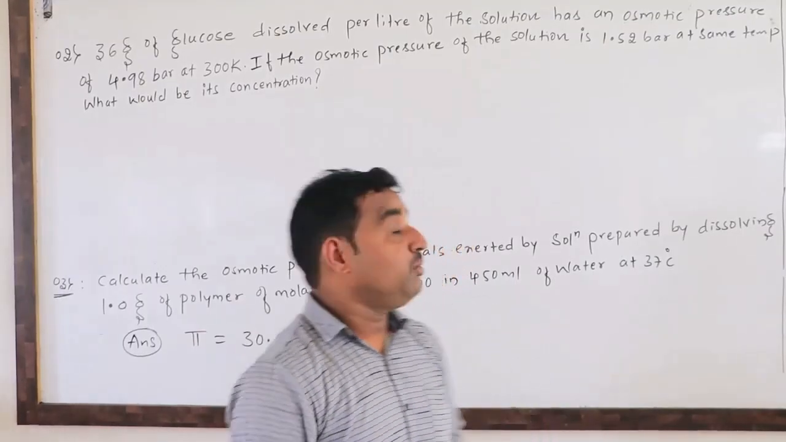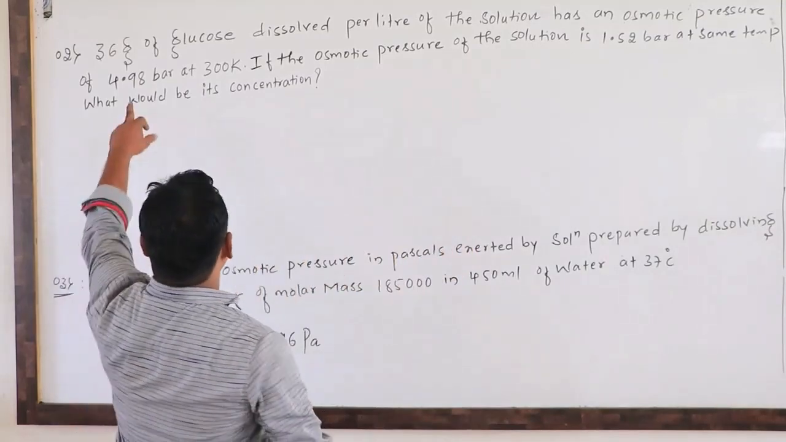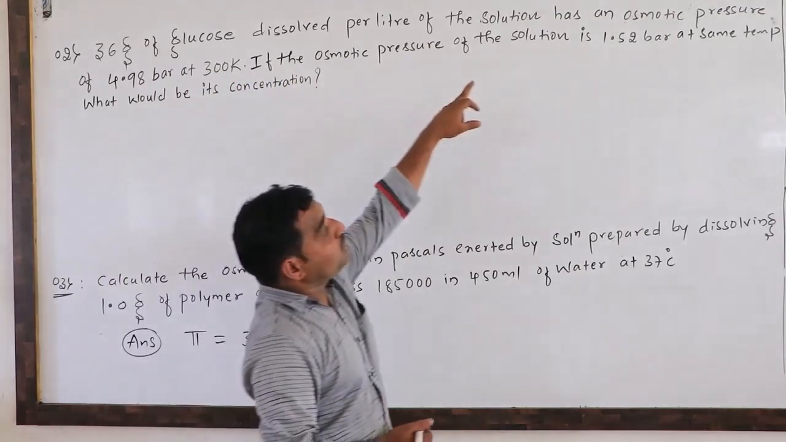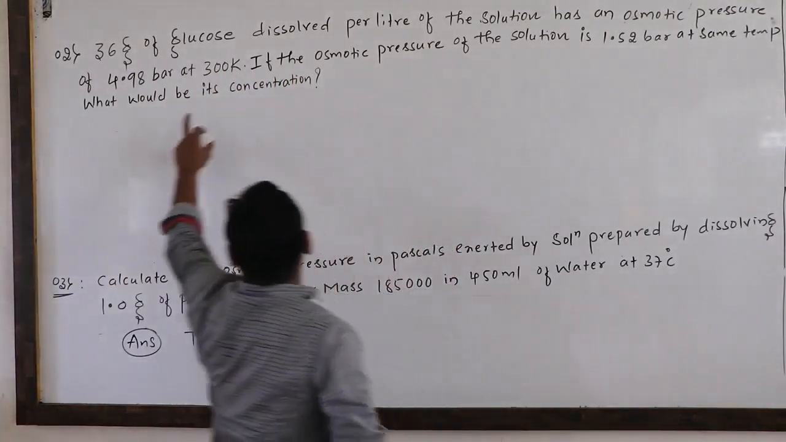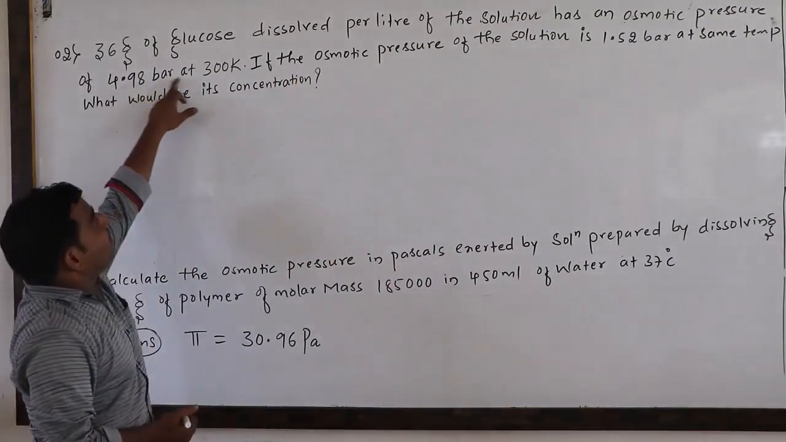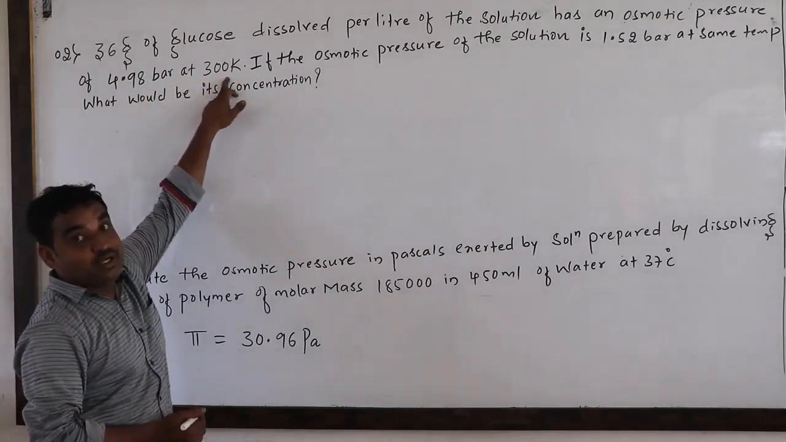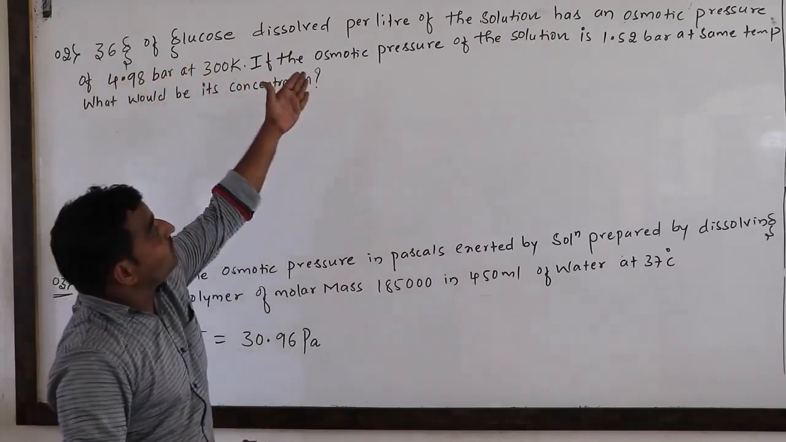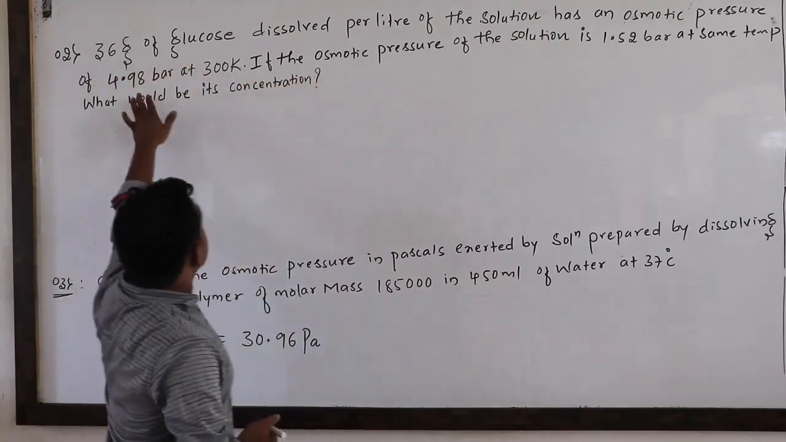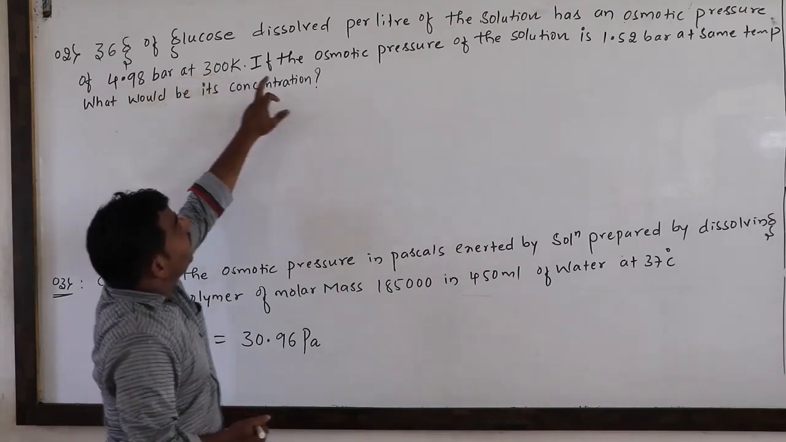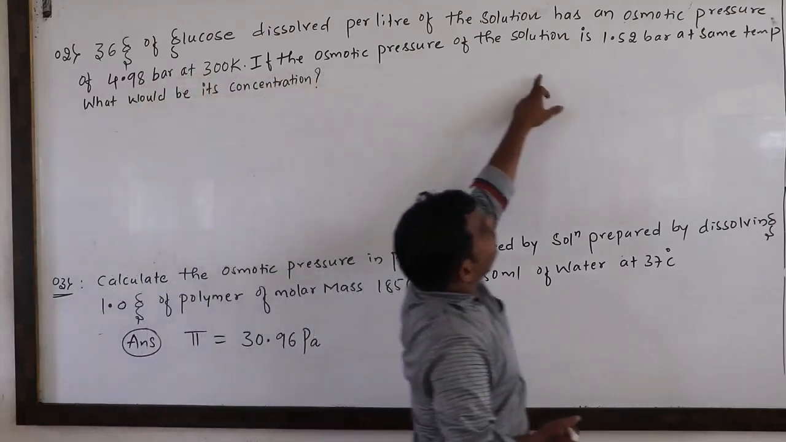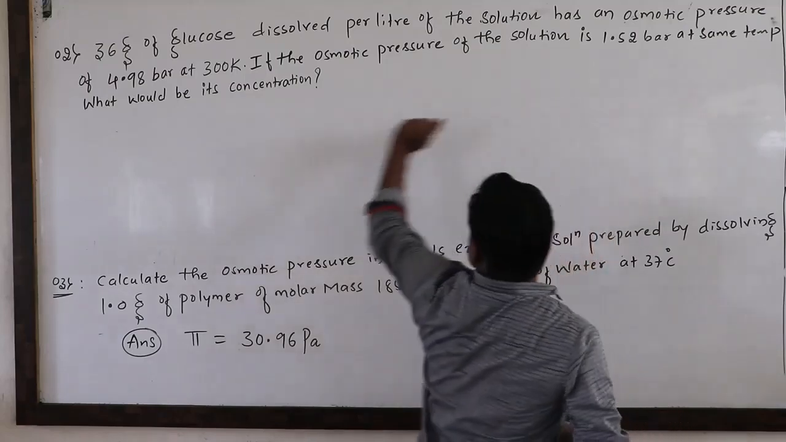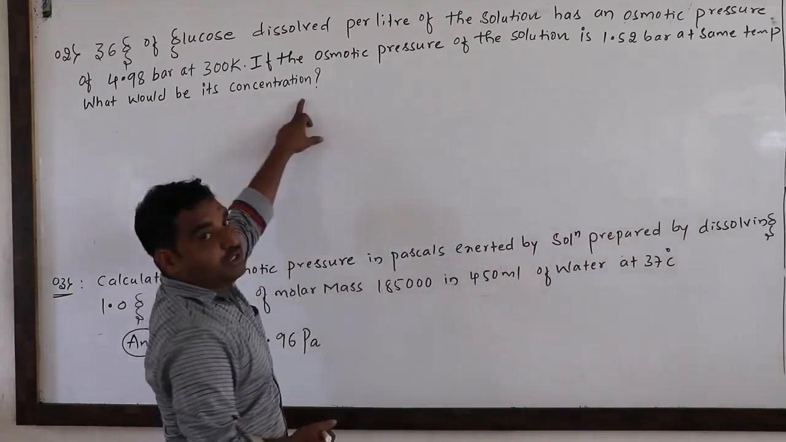Yes sir, second problem on osmotic pressure: 36 gram of glucose dissolved per liter of the solution has an osmotic pressure of 4.98 bar at 300 Kelvin. One solution having 36 gram of glucose has this osmotic pressure at this temperature. If the osmotic pressure of the solution is 1.52 bar at the same temperature, what will be its concentration?